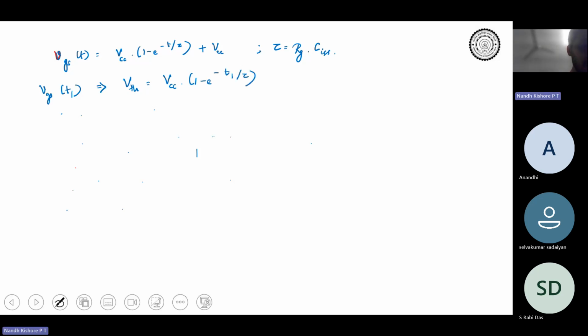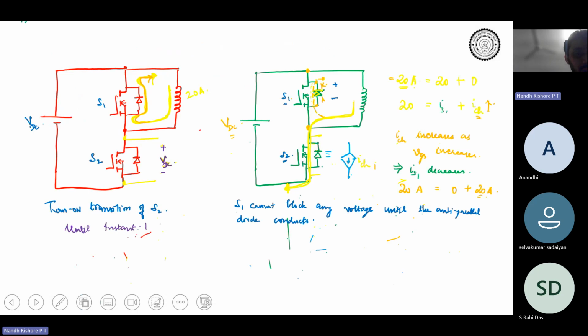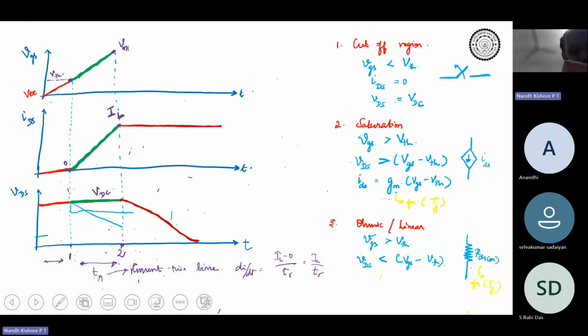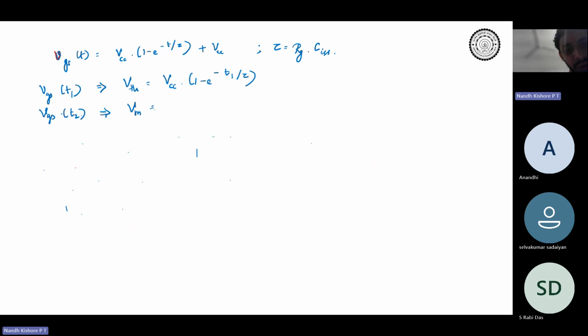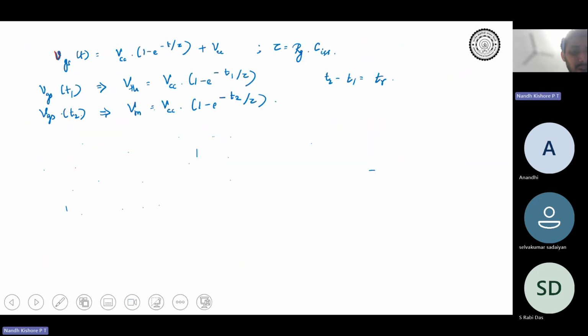And VGS at T2, at the end of the current rise interval, is V Miller or VM. VM is equal to VCC into 1 minus e to the power minus T2 by tau. Now we have to find out T2 minus T1, which is the current rise time TR. So we can solve these two equations.